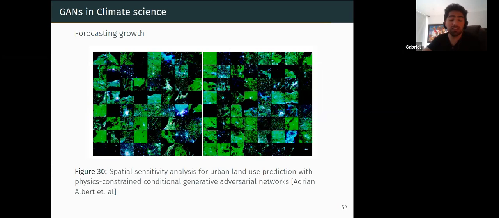This one blew my mind. I didn't know about its existence, but on the left we can see map images, original images, and on the right we can see images of land use prediction with physics-constrained conditional generative adversarial networks, which is amazing, really, because now we can produce real forecasts and physically constrained forecasts of land use prediction in cities. So I thought that was really amazing.